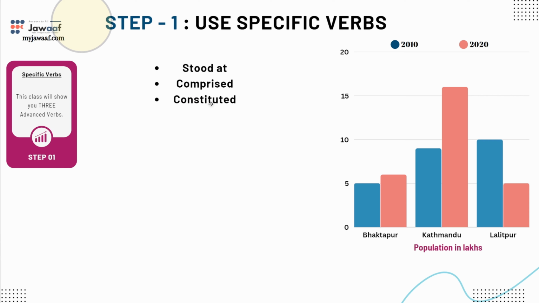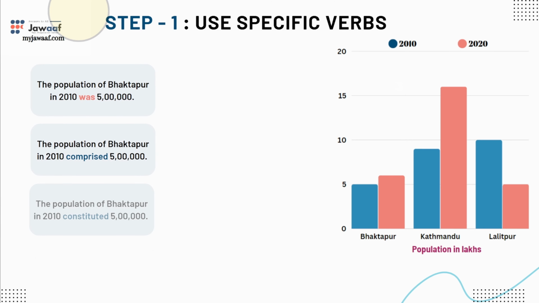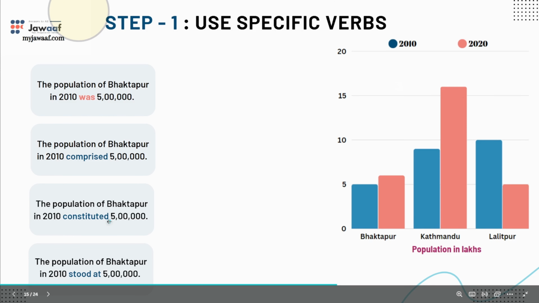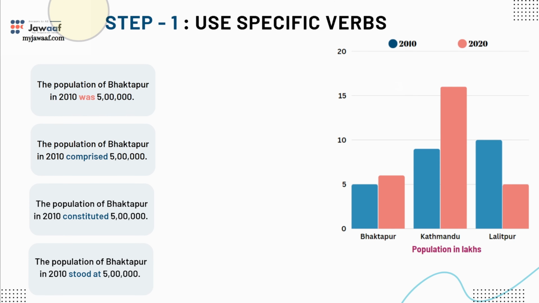There are some other verbs also, but in this class, I'll talk about these 3 verbs. First of all, let's see how we write. The population of Bhaktapur in 2010 was 5 lakhs. Now we use the words was, were, is, are, right? These are common helping verbs that do not actually help in IELTS. That's the problem. But we are not in a problem anymore because we are going to switch the verb with these verbs. We can say the population of Bhaktapur in 2010 comprised 5 lakhs. The population of Bhaktapur in 2010 constituted 5 lakhs. Or you can even use the verb stood at. The population of Bhaktapur in 2010 stood at 5 lakhs, right?